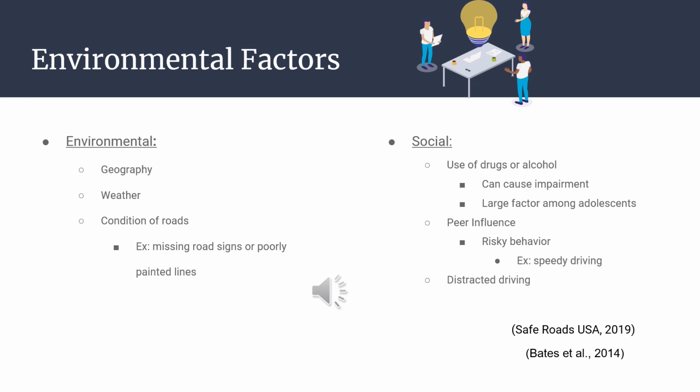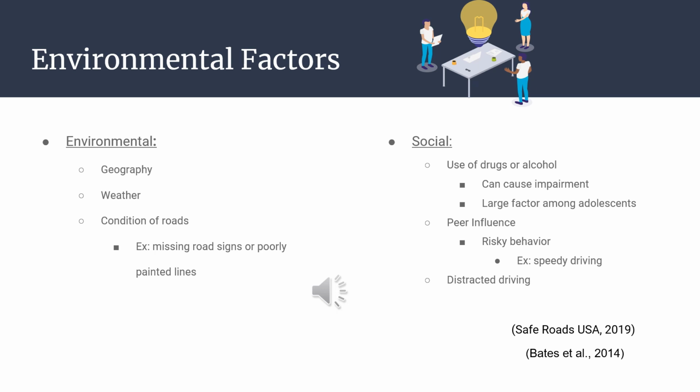Hello everyone, it's Aisha and I'm going to be talking to you about the environmental factors as well as the temporal variation for motor vehicle accidents. So when it comes to factors, we have both environmental as well as social factors. For environmental, one of the big things is the geography of where the population lives. A lot of this can determine things such as the conditions of the road.